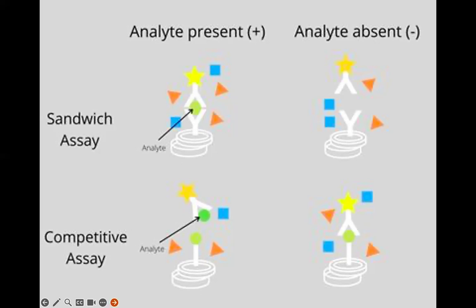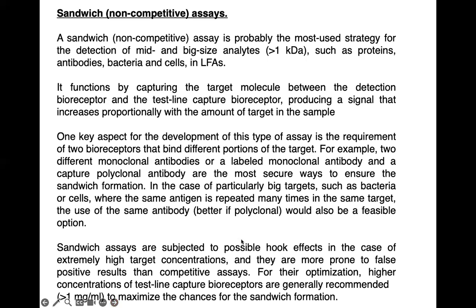Okay, so by using this non-competitive assay, you can use it for big size analytes or analytes that have many binding sites with the antibody. For example, big proteins, bulky protein, bacteria, viruses, cells. So that is suitable for a non-competitive scheme, which is sandwich type.